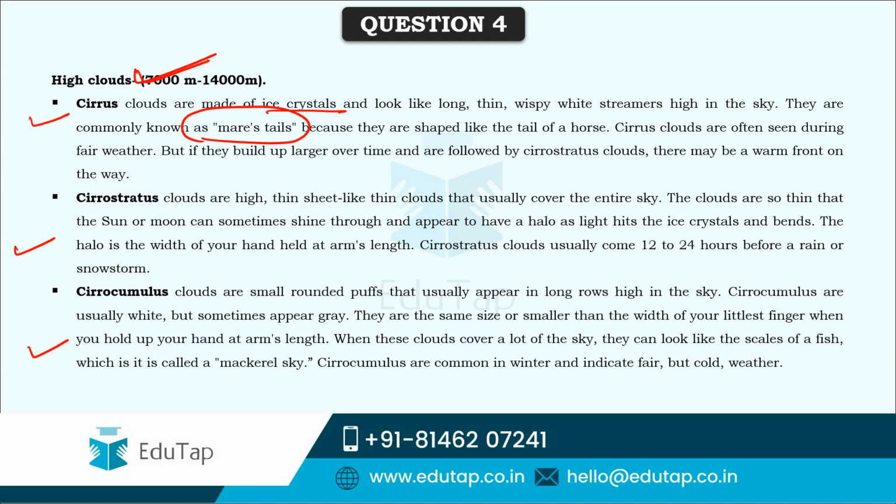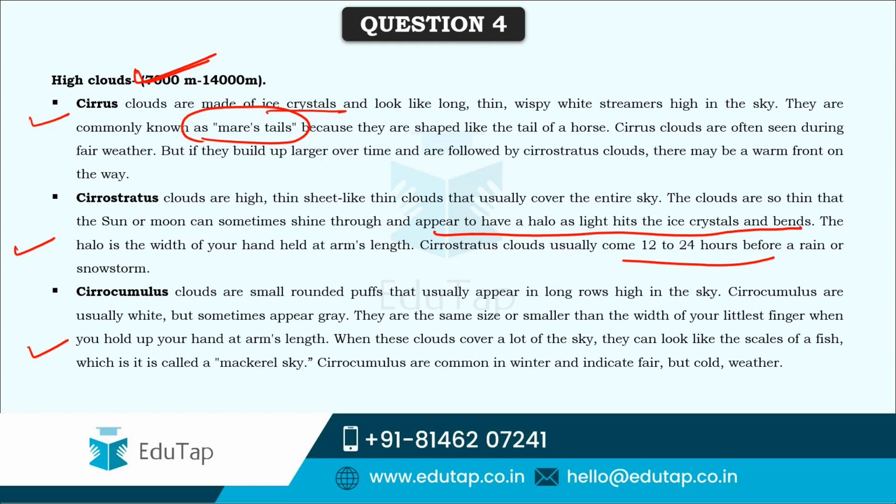These are actually strata type, very thin sheet like clouds, and they are so thin that the sun or moon can sometimes shine through them and appear as a halo. Most cirrostratus give that halo like structure when the light hits the ice crystals and bends. And they usually come 12 to 24 hours before a rain or snowstorm.